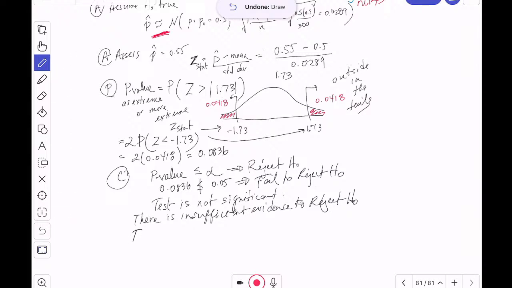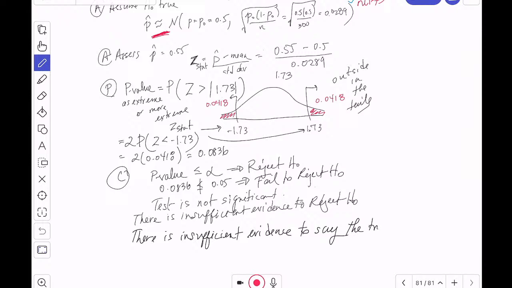Maybe that's what you mean. There is insufficient evidence to say the true proportion is different from 50%.